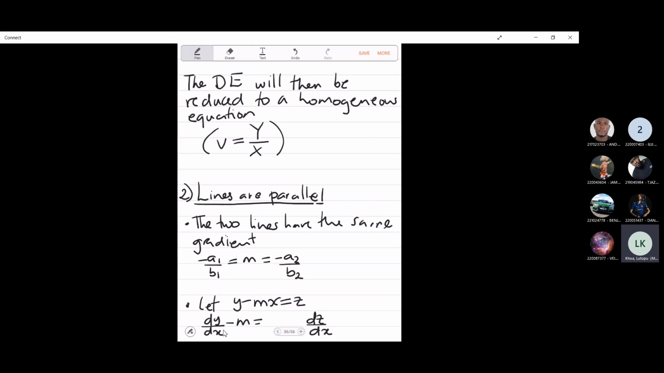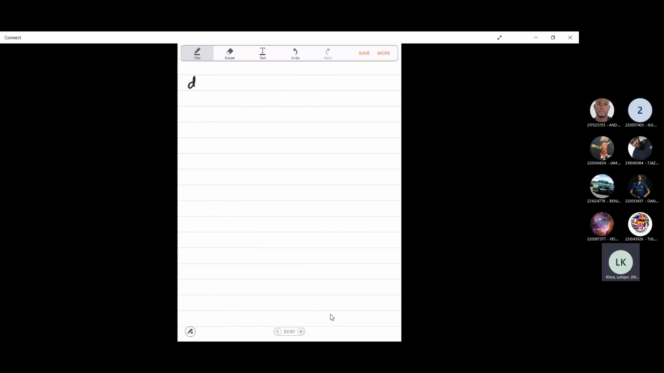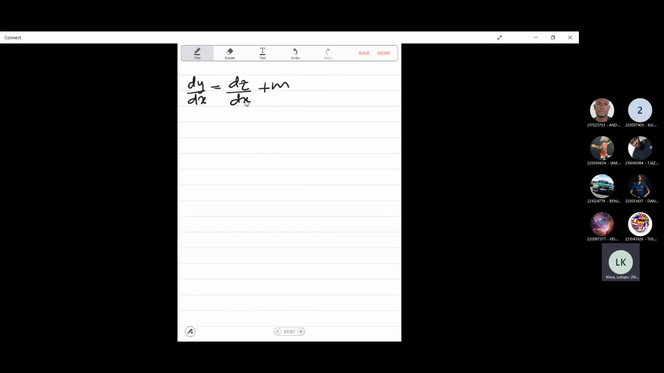Then what we want to do is make dy/dx the subject, so we can add m on both sides. So we will have dy/dx equals dz/dx plus m, and then this we will substitute back into our original equation, and then what we get from there will be a differential equation that is separable.